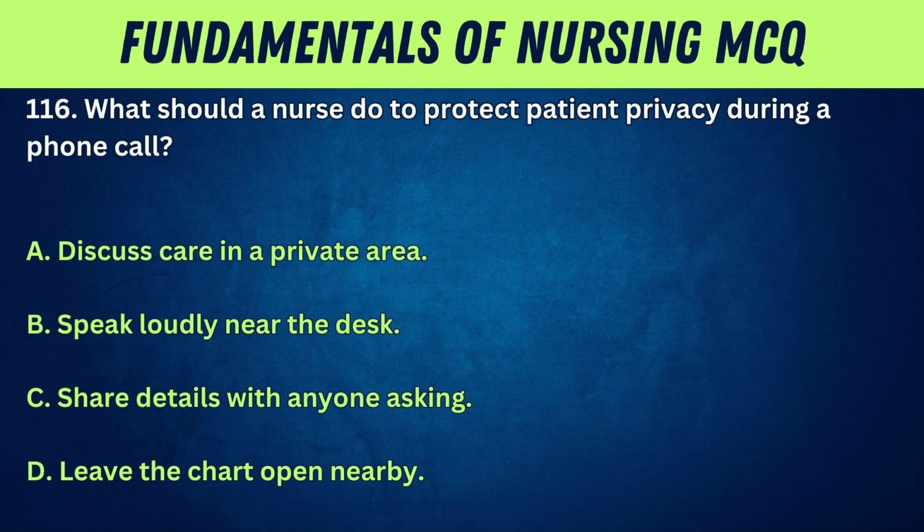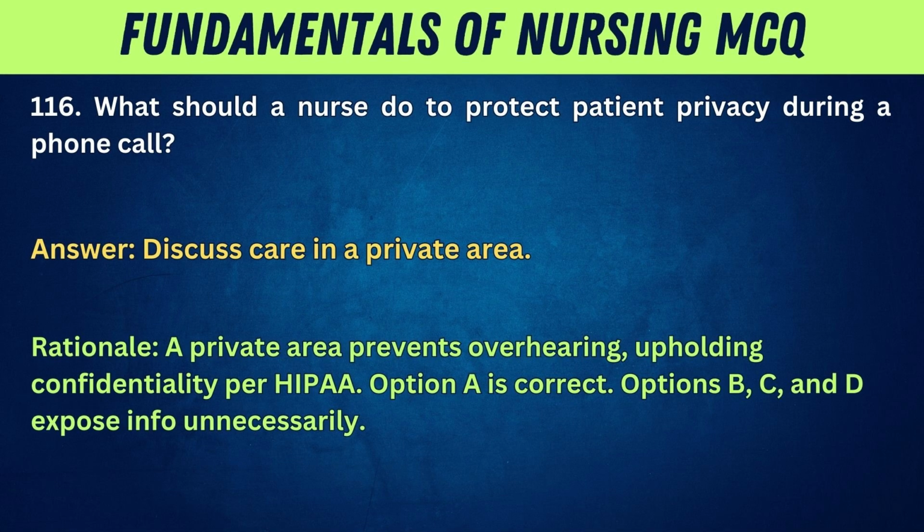116. What should a nurse do to protect patient privacy during a phone call? A. Discuss care in a private area. B. Speak loudly near the desk. C. Share details with anyone asking. D. Leave the chart open nearby. Answer: discuss care in a private area. Rationale: a private area prevents overhearing, upholding confidentiality per HIPAA. Option A is correct. Options B, C, and D expose info unnecessarily.